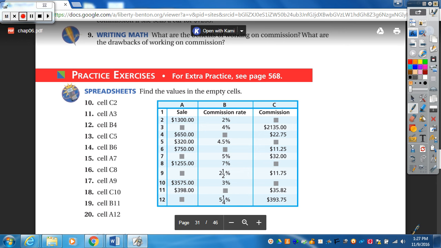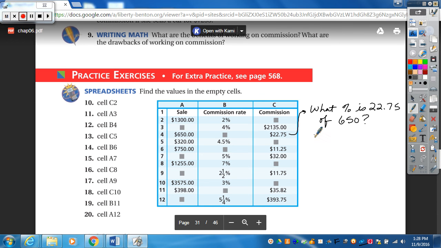The next one, number 12, we want to know the commission rate for number 4. So to get the commission rate, I'll just turn this into a nice simple problem here. Basically you want to know what percent is $22.75 of $650, okay? So again, you can do it in two different ways, what we're looking for here.